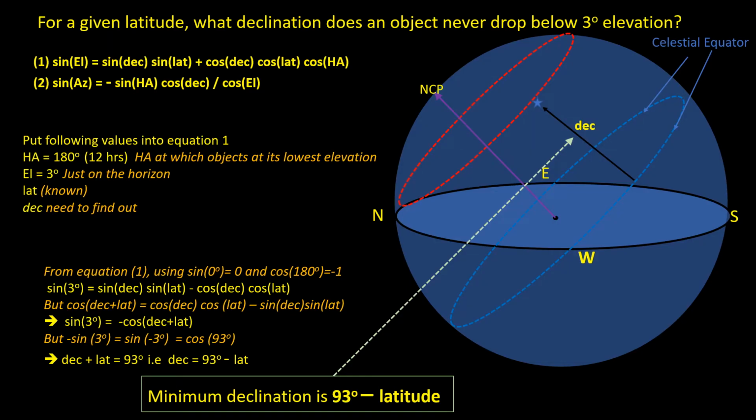So if we rerun the calculation we've just done, and rather than work out what declination it has to be to never drop below 0 elevation, let's do it for a more realistic 3 degrees elevation, which takes account of extinction by the Earth's atmosphere. In that case, the minimum declination an object needs to be never to drop below 3 degrees above the horizon is 93 minus the observer's latitude.